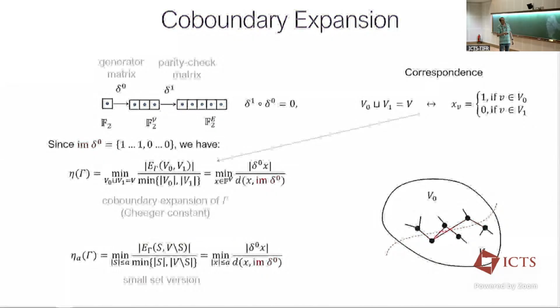It's the minimum of the two sizes of the vertex sets, in the numerator here. Yeah, thank you, that's true. The delta 1, yes. Thank you.